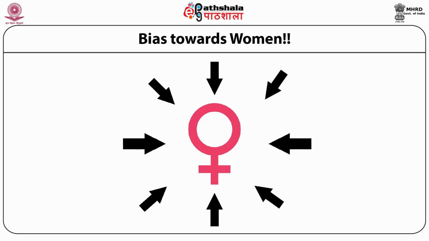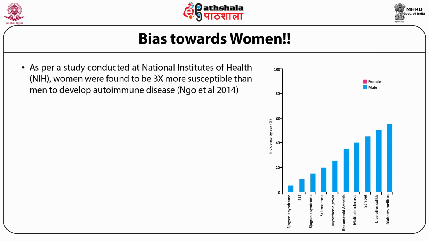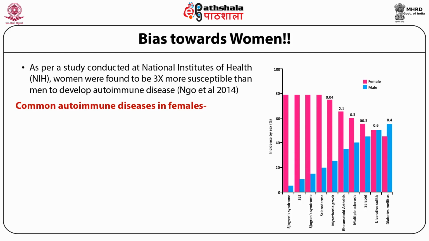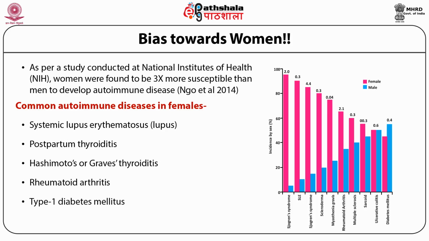One very important feature that needs special mention is the bias shown by autoimmune disorders towards women. As per a study conducted at the National Institute of Health (NIH), women were found to be 3 times more susceptible than men to develop autoimmune disease. Common autoimmune diseases that are predominantly found in females are systemic lupus erythematosus, postpartum thyroiditis, Hashimoto's or Graves' thyroiditis, rheumatoid arthritis, type 1 diabetes mellitus, antiphospholipid syndrome.